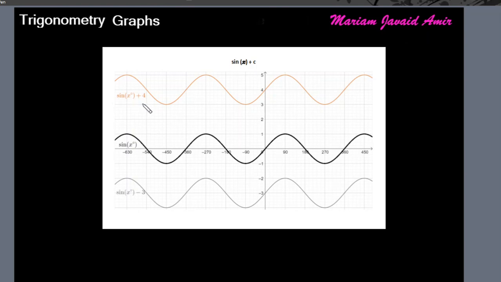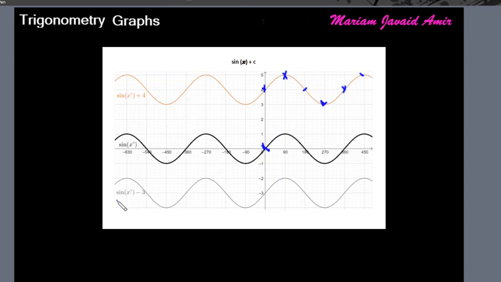So what this plus 4 will do will simply move the graph 4 places up at every point. So 0 becomes 4, 1 becomes 5, minus 1 becomes minus 1 plus 4, 3, and then you join these points simply with a smooth curve. 0 becomes 4, this 0 also becomes 4, and join these points.